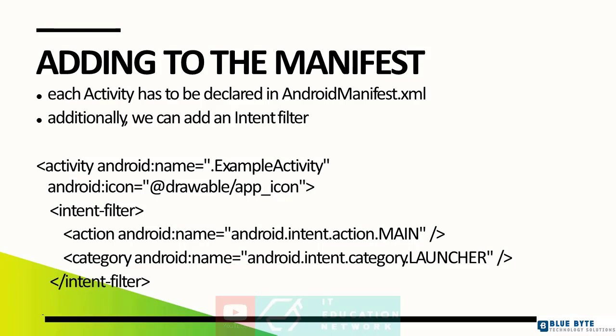It doesn't have to be an intent which includes the action name in the launcher category. It may also include the information that our activity should be informed if any other action occurs.